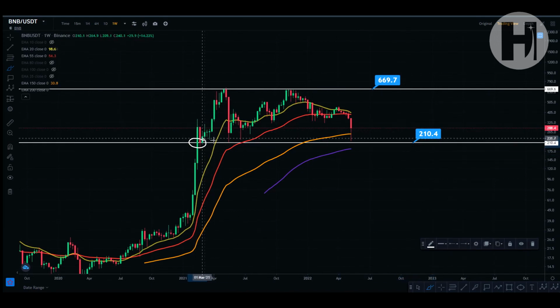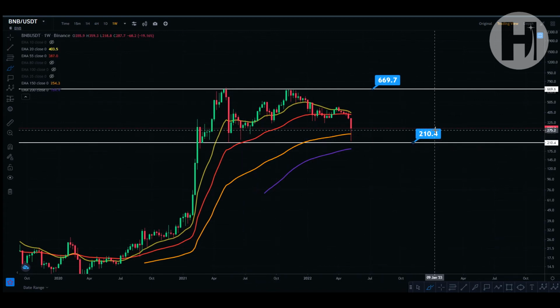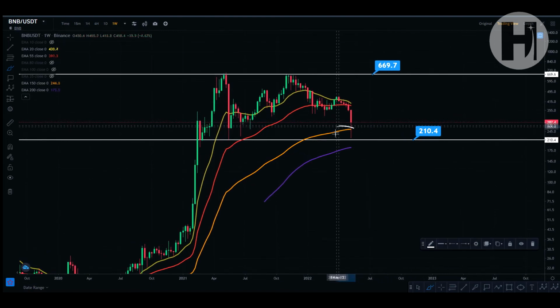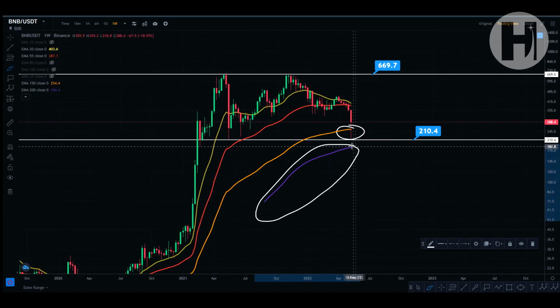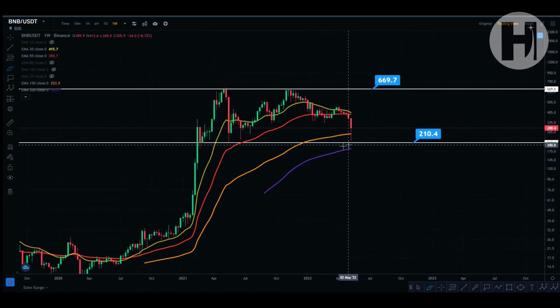Because you have some support there, and you've bounced from that once again in May of last year, and you had a wick almost going as low as $210 later in June. So I do want to bring out the 150 EMA, which is the orange line, and the 200 EMA, which is the purple moving average over here.